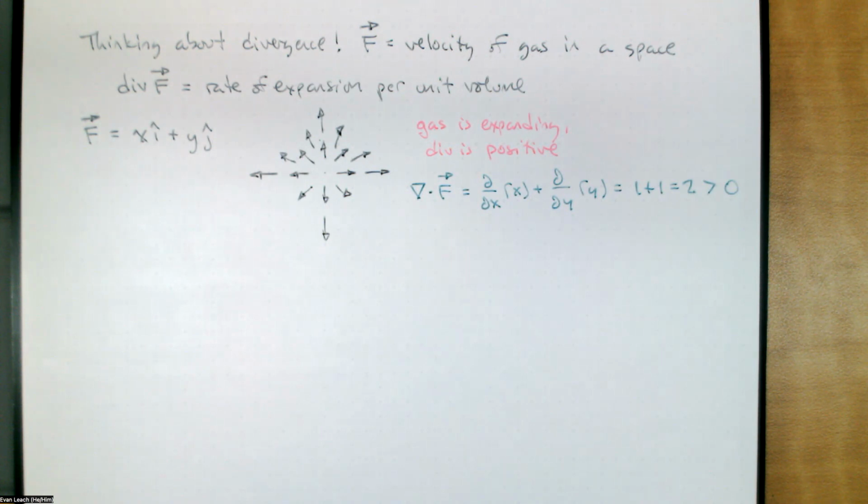Our intuition is that the divergence is positive, that this looks like gas that is expanding, and at every point, everything is moving away from the origin. And here is the calculation confirming that. It says the rate at which we're moving in the x direction is positive, the rate at which we're moving in the y direction is positive. This is all positive.